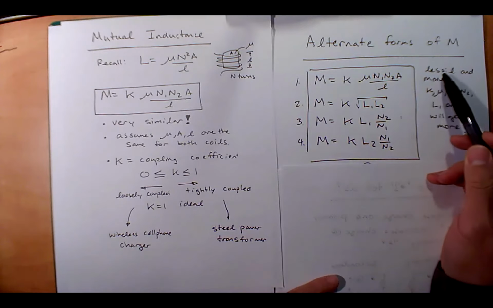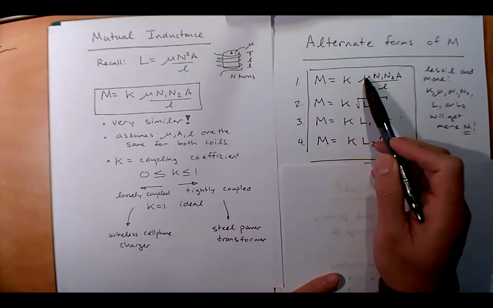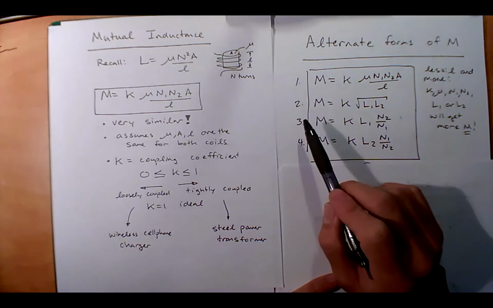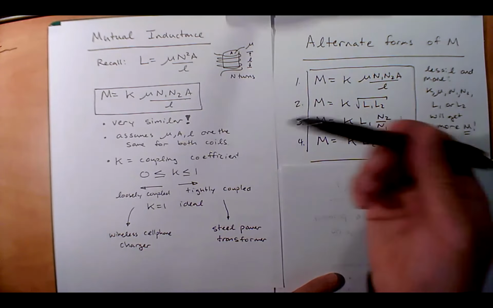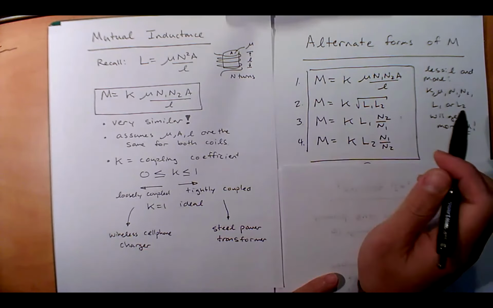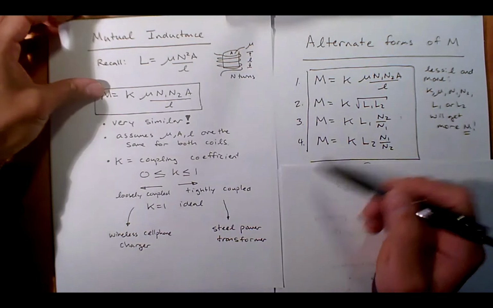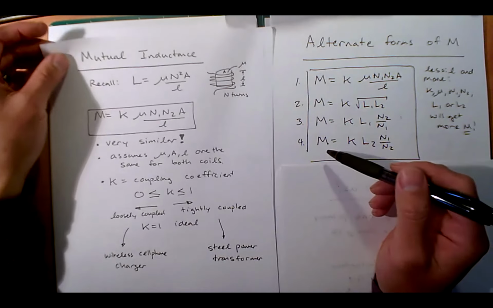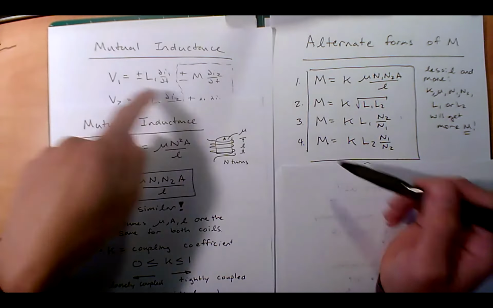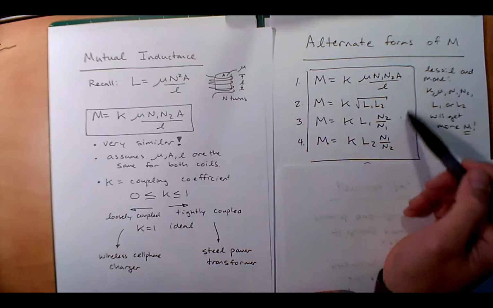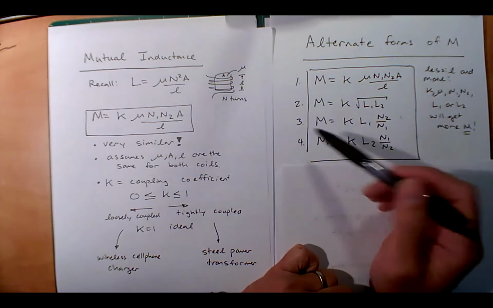So what's the moral of the story? If I have less L and more K, mu, N1, N2, or L1 and L2, I will get more M. I'll get a better relationship between the change in current and the primary voltage, and vice versa. So more M means a better transformer. More M means this to this is magnified, and these are the physical parameters that relate the di/dt to the V.